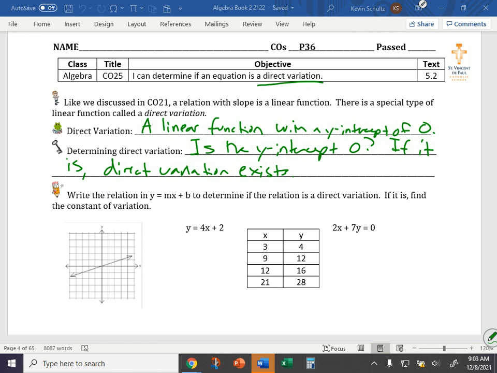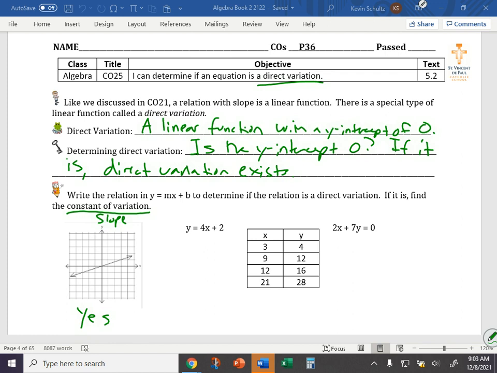Okay, the first one that you're given is a graph. Does that pass through the origin? Yes. Is the y-intercept 0? Yes. Does direct variation exist? Yes. Okay. What does it say here? Write the relation y equals mx plus b to determine if the relation is a direct variation. If it is, find the constant of variation. The constant of variation is just a really fancy phrase for slope. Right? Because direct variation is like that direct change, and the constant of variation would be that constant change. Constant change is slope, right? It's the same thing over and over again.